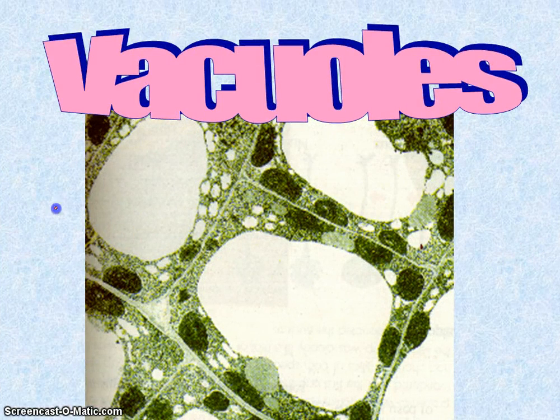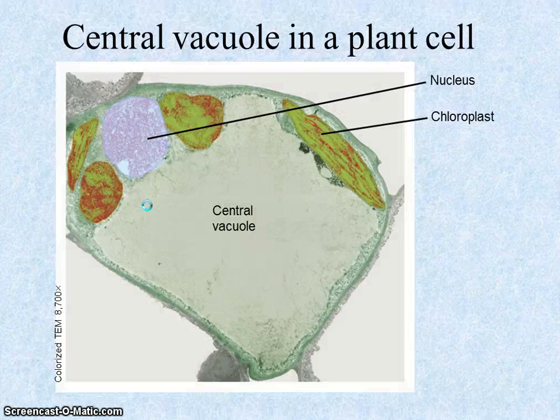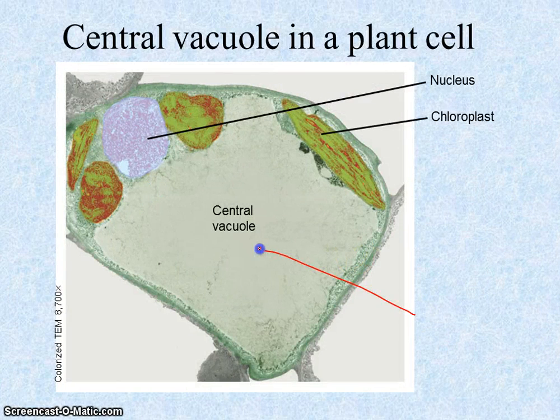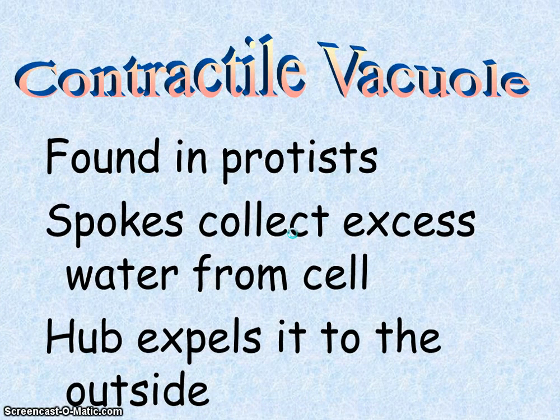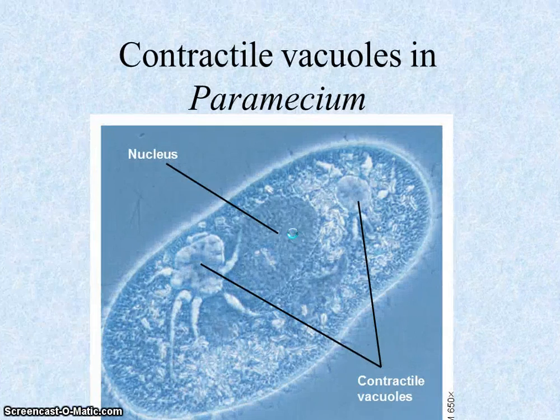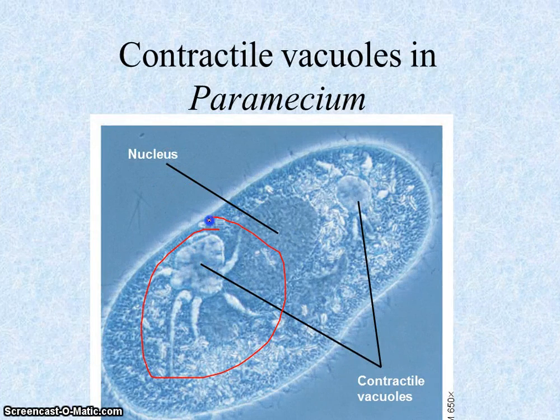This is the vacuole of a plant cell. You could see it's huge, and that is right in the center. Okay, again, it's just showing you the vacuole. Okay, a contractile vacuole is found in protists, and it kind of looks like a bike wheel. It has a hub that expels the water to the outside, and these little spokes that go from the center that's going to collect the outside water. So it's going to be very helpful in regulating the amount of water within the protists. And you can see here the contractile vacuole.